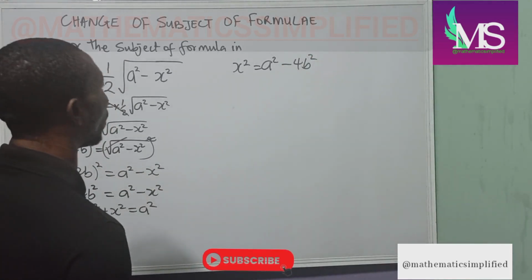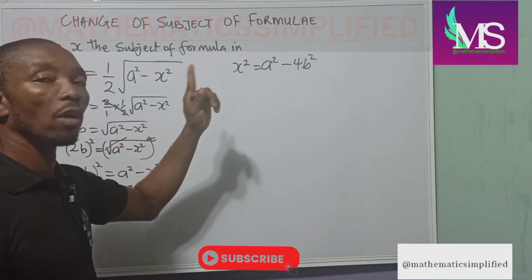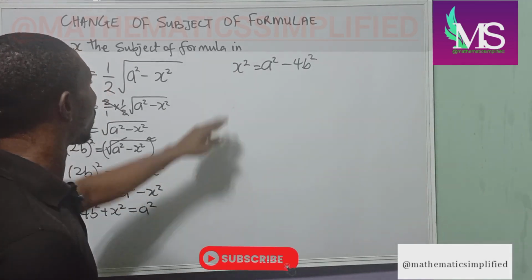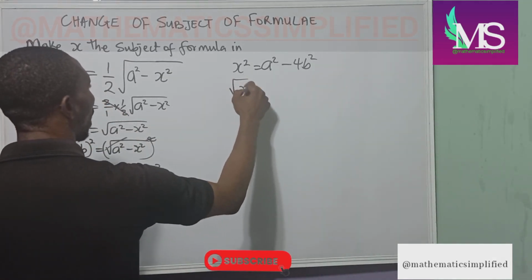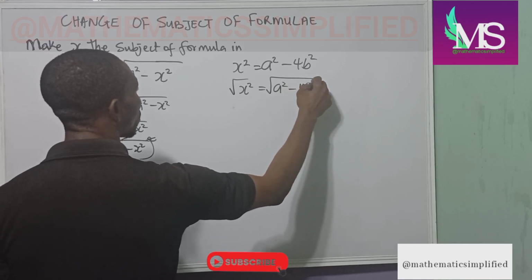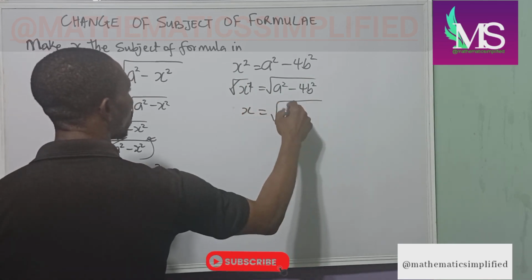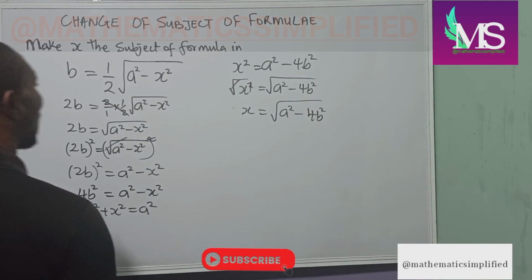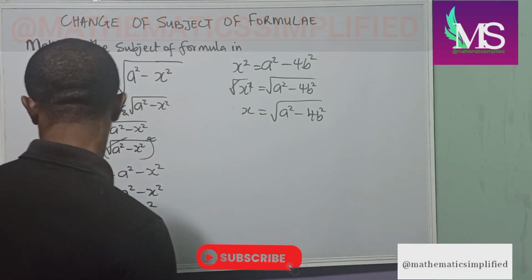Okay, now our x squared is standing alone. But we are not looking for x squared, we are looking for x. So for us to get x alone, we have to take the square root of both sides. Taking the square root of both sides, this becomes root x squared equals root a squared minus 4b squared. So this cancels this, leaving us with x equals square root of a squared minus 4b squared. Okay, that will be our answer. We've made x the subject of the formula.